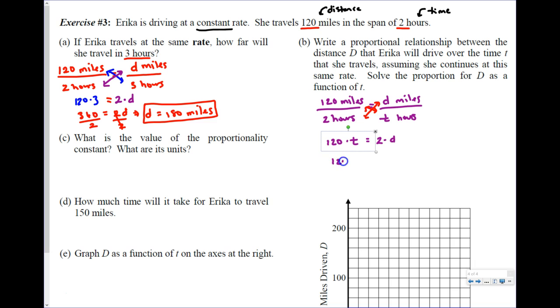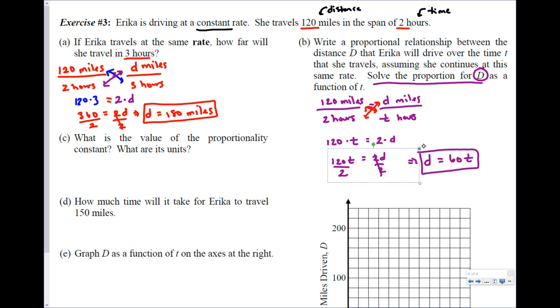If I keep simplifying, that gives me 120T equals 2D. And remember, I'm trying to solve this for D. So I'm going to divide both sides by 2, so I get that D by itself. And when I do this, I end up getting that D equals 60T as my equation. Okay?